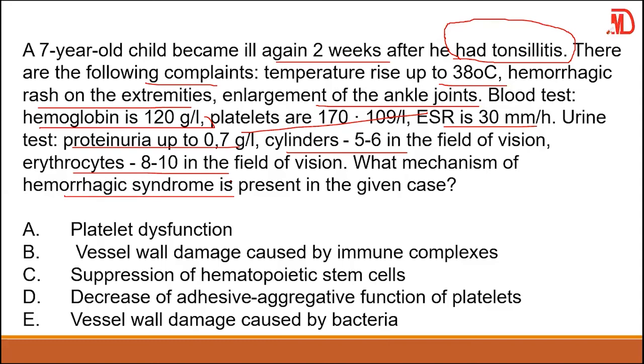Glomerulonephritis. Good. So this is post-streptococcal glomerulonephritis. Rightly said. And what is the mechanism of action? The formation of what? Immune complexes. As simple as ABCD. So this could be causing the hemorrhagic syndrome in this patient. Again, if you understand it, it's easy. No need to memorize anything. This is vessel wall damage caused by immune complexes, because you know your diagnosis. All right. So the answer is B.